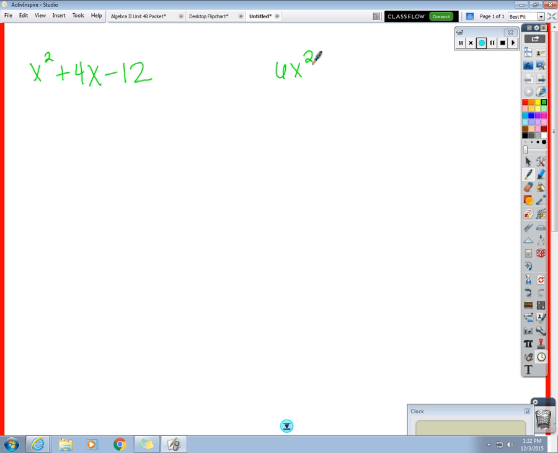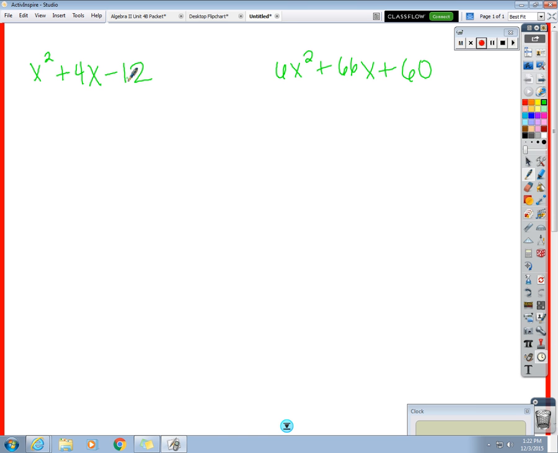6x squared plus 66x plus 60. So they're both trinomials. They're both in the form ax squared plus bx plus c. What's different about them? Guys, what's different about these trinomials? Well, yes, the signs are different. But the main thing that I'm wanting you to notice is, look, this one has a 1 in the a place. This one has a 6.